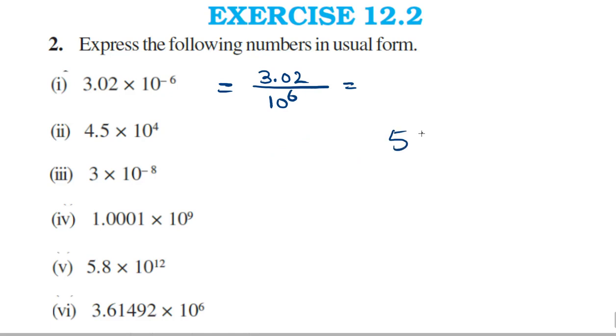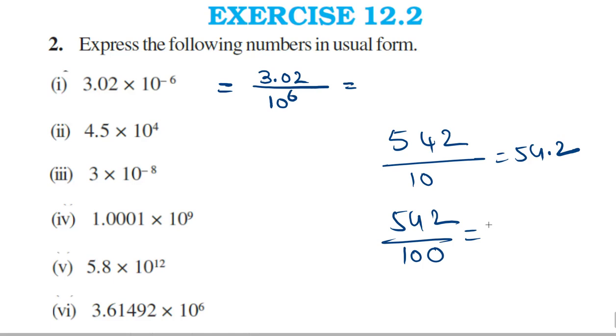Suppose we have 542 divided by 10. We write this one as 54.2. Suppose we have 542 divided by 100. We write this one as 5.42. That means here we have how many? 2 zeros, and then we need to move. Assume that here we have a decimal point like this. Then we need to move here. That means 2 units left. Like that we need to put the point like 5.42. So that means we need to count how many zeros we have, then move the decimal point left.